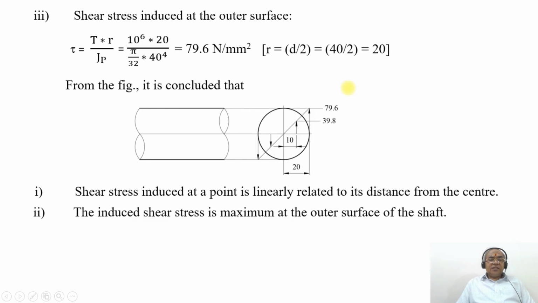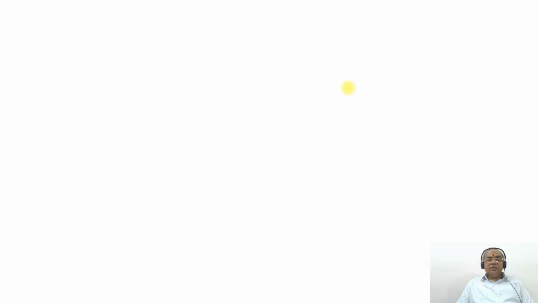So therefore, the shear stress induced is maximum at the outer surface of the shaft and it is minimum, that is 0, at the center of the shaft. So this is how you will be able to analyze and solve this problem.